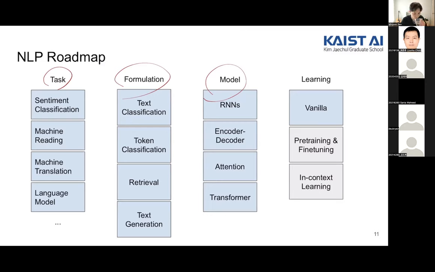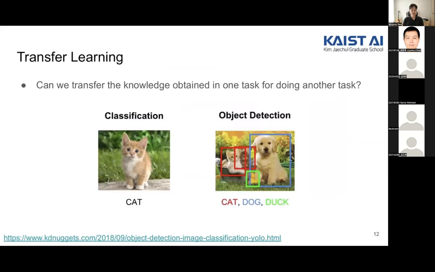All right, welcome back. So let's get started with probably the most exciting part, which is transfer learning. There are several ways to really do transfer learning, but the most popular one these days is pre-training and fine-tuning. So let's first talk about transfer learning. What is transfer learning? It's basically the idea of transferring the knowledge obtained in one task to doing another task.